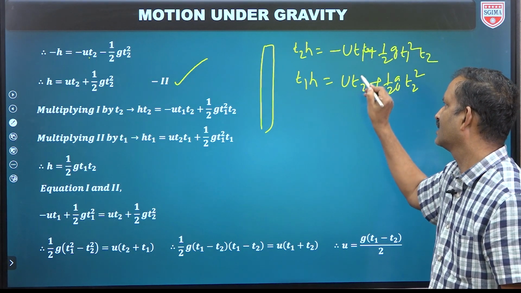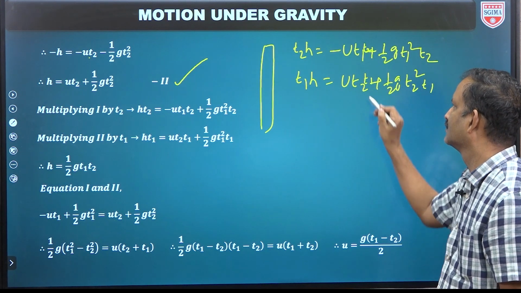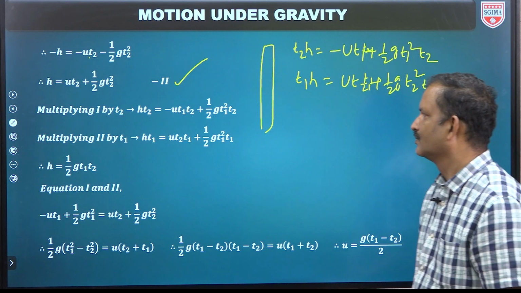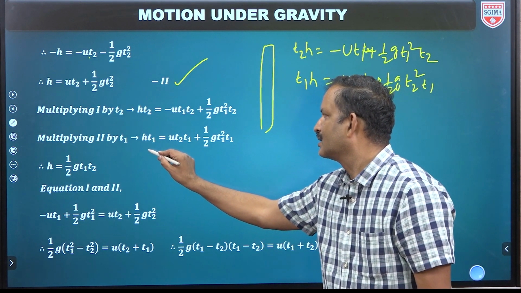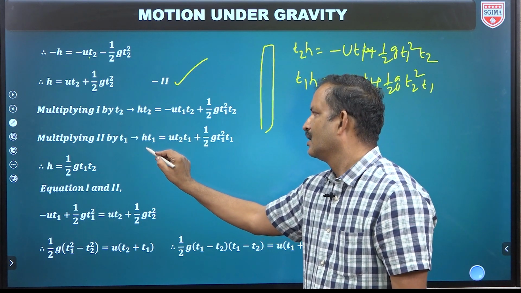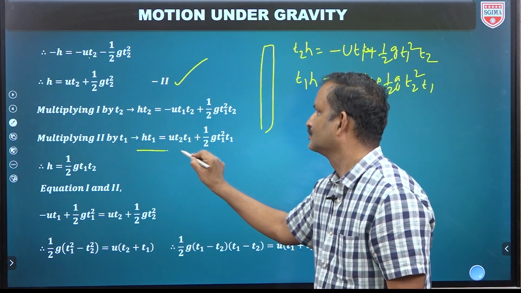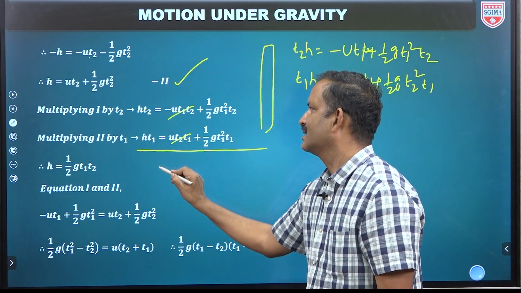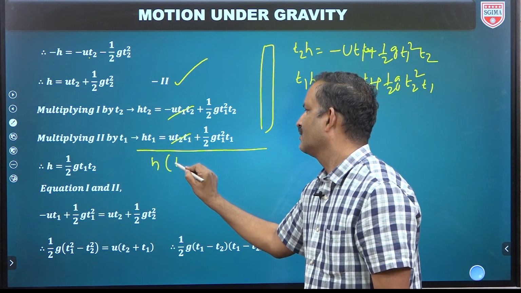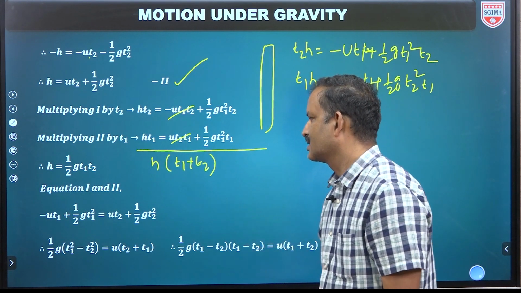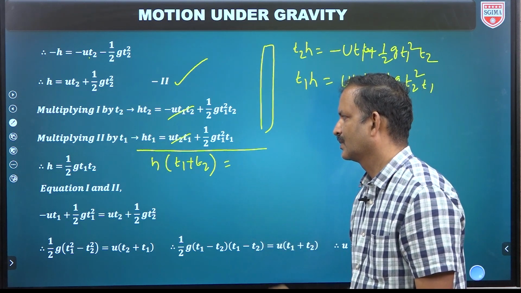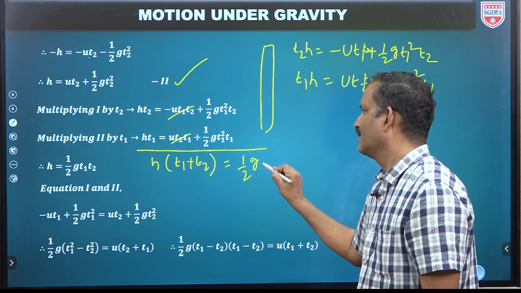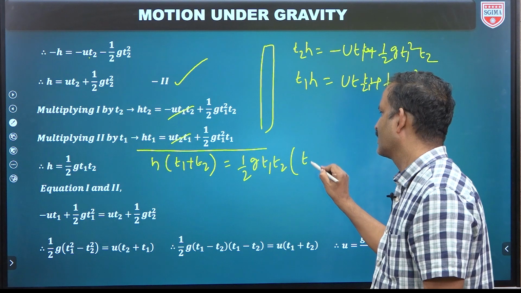Multiply this equation with t1. Then, if you add these two, what will you get? This one will cancel. H(t1 + t2) is equal to half g t1 t2 (t1 + t2).